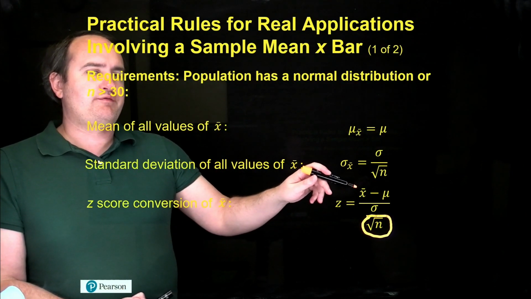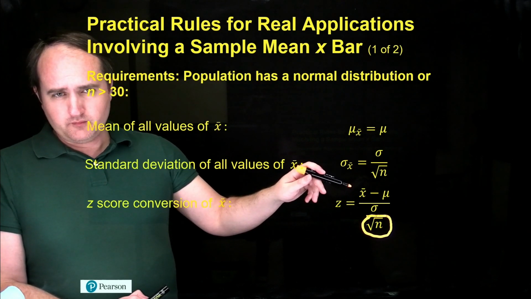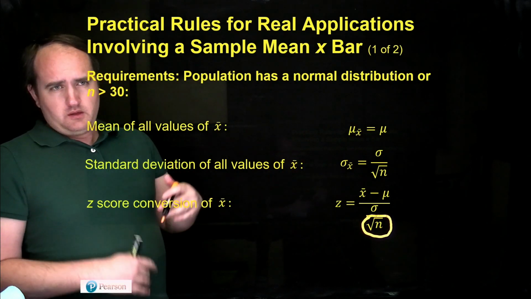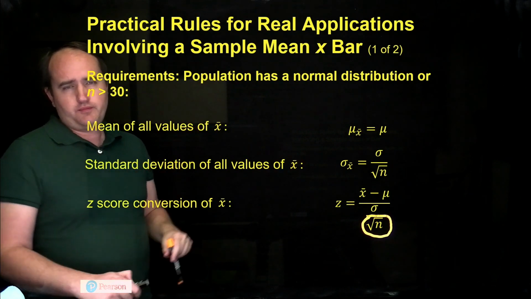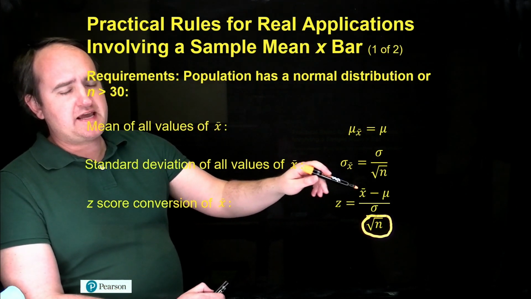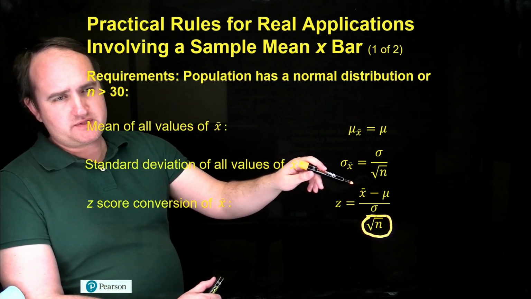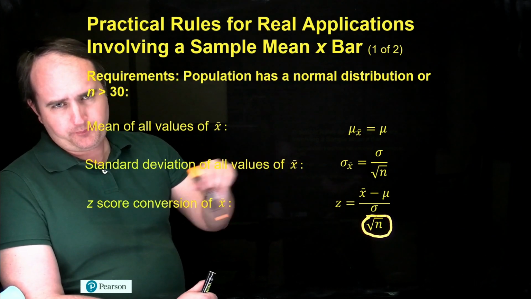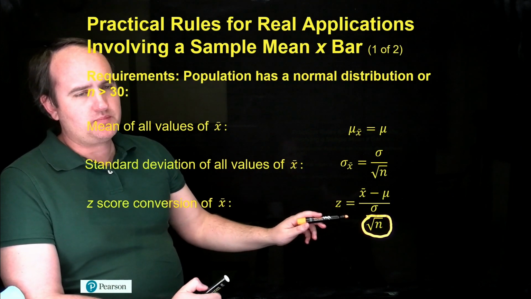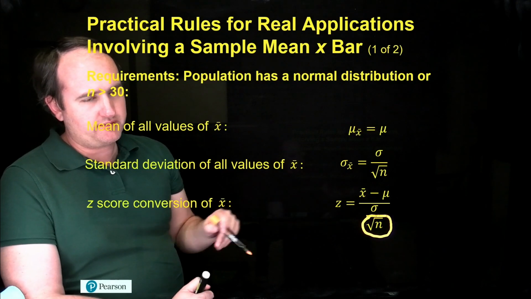It's just instead of applying to a data value x, we're talking about the sample mean x bar. Okay, and that ends up meaning that you have to divide by the square root of n.